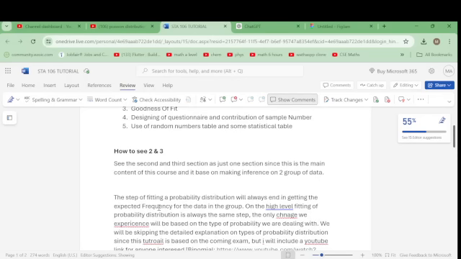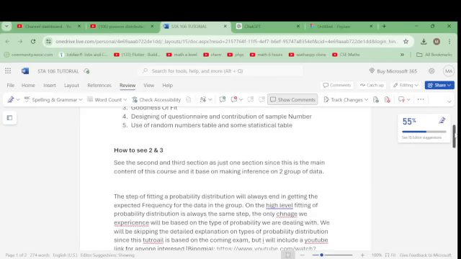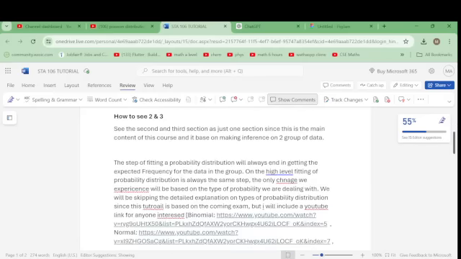He said the step of fitting a probability distribution will always end in getting the expected frequency for the data in the group. When we said we have each data, I'm not sure if I have the notes. Let me get the notes of that man.